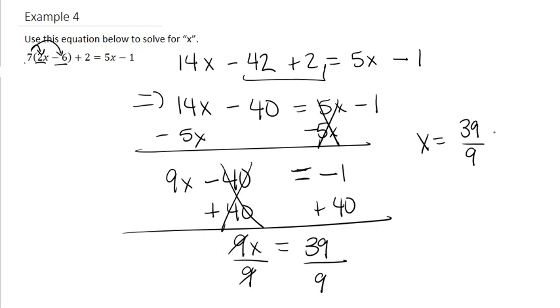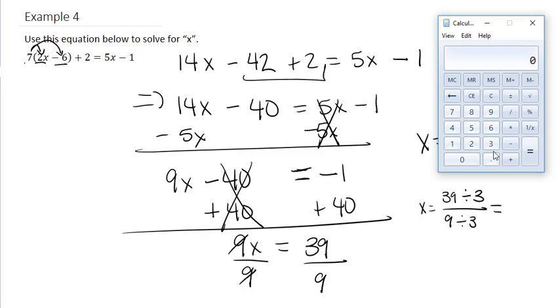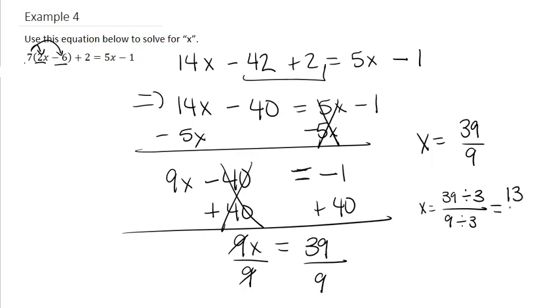But 39 over 9 is actually not its reduced form. We can simplify this a little bit further, as both 39 and 9 are multiples of 3. So what we can do is that x then becomes 39 divided by 3 on the top, and then we divide by 3 on the bottom. We're taking out a whole factor. So 39 divided by 3 is equal to 13, and then 9 divided by 3 is just 3. So therefore, it's 13 over 3.